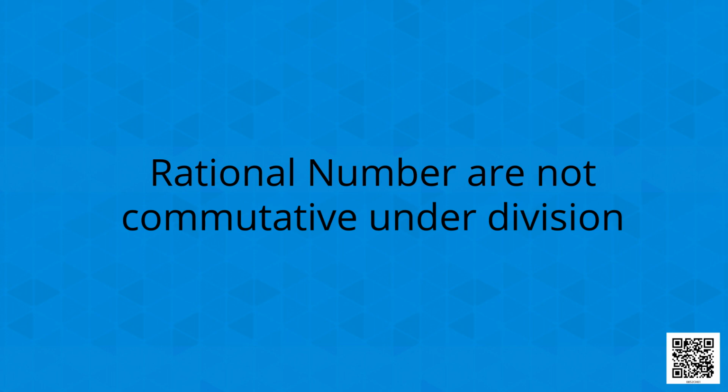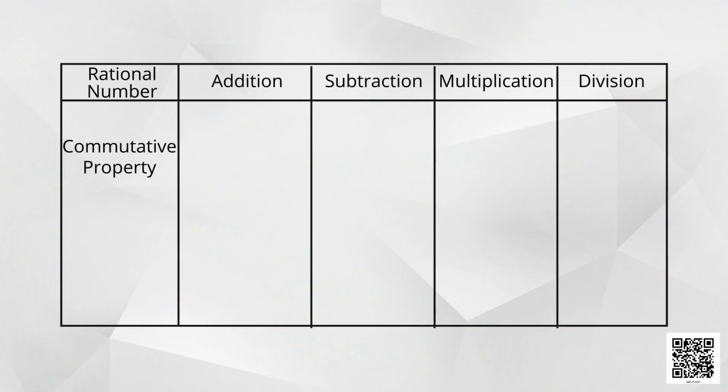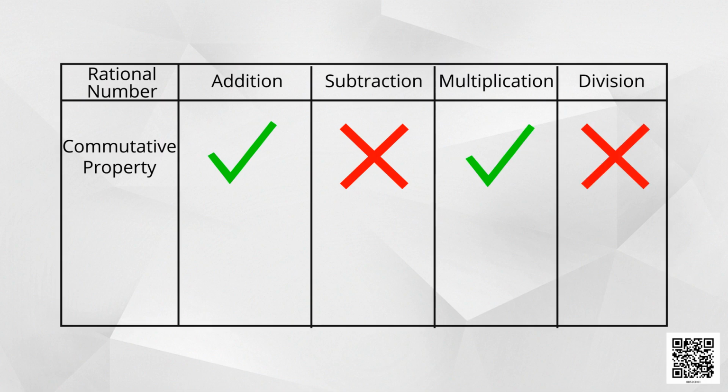Let us tabulate our inferences. Rational numbers are commutative under addition. They are not commutative under subtraction. They are commutative under multiplication, and they are not commutative under division.